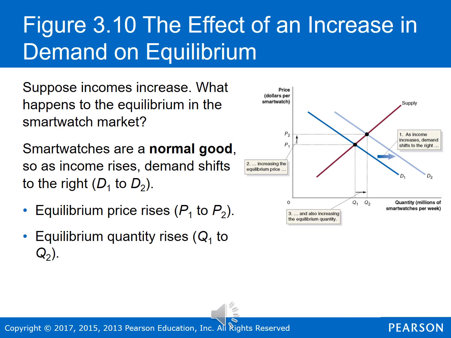Now let's explore the effect of an increase in demand on equilibrium. So let's suppose that incomes increase. What's going to happen to the equilibrium in the market for smartwatches? Well, because smartwatches are a normal good, as income rises, the demand is going to shift to the right. So the demand will increase, and we'll move from demand curve D1 to demand curve D2. The equilibrium price is going to increase, so it'll move from P1 to P2, and the equilibrium quantity will rise from Q1 to Q2.